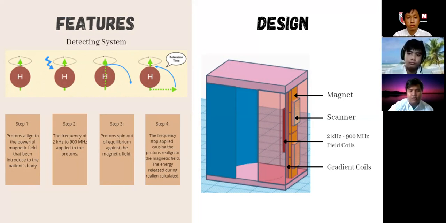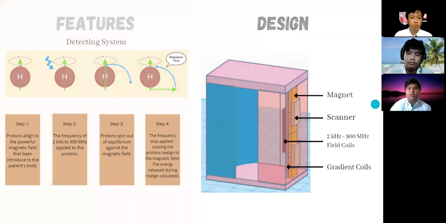For the design of our machine, you can see on the right side of the slide that our machine consists of a magnet, a scanner, a 2 kilohertz to 900 megahertz field coil, and a guiding coil. The special thing about our blood clot formation detector is that it is more compact, and the size of this machine is smaller than a normal MRI scanner. So I think that's all for us. Thank you very much.